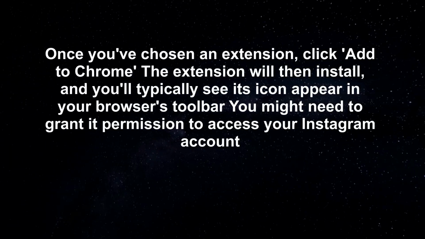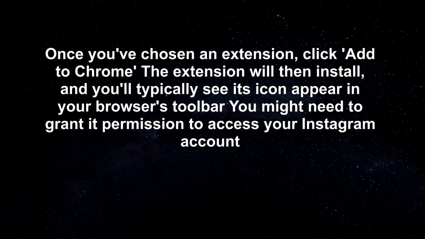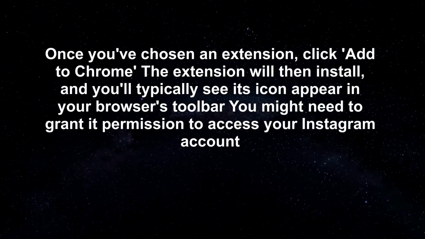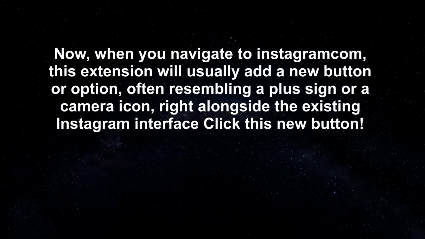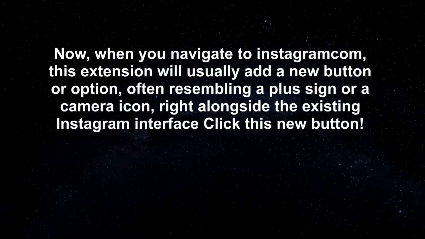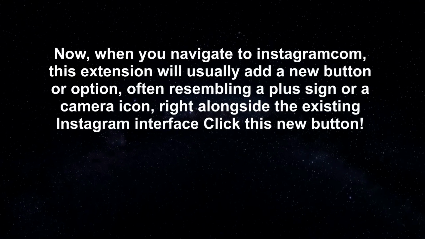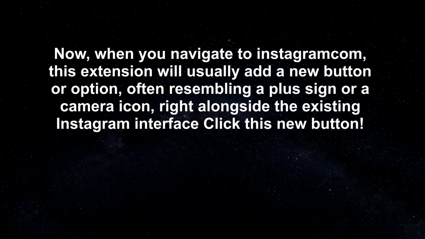Once you've chosen an extension, click Add to Chrome. The extension will then install, and you'll typically see its icon appear in your browser's toolbar. You might need to grant it permission to access your Instagram account. Now, when you navigate to Instagram.com, this extension will usually add a new button or option, often resembling a plus sign or a camera icon, right alongside the existing Instagram interface.